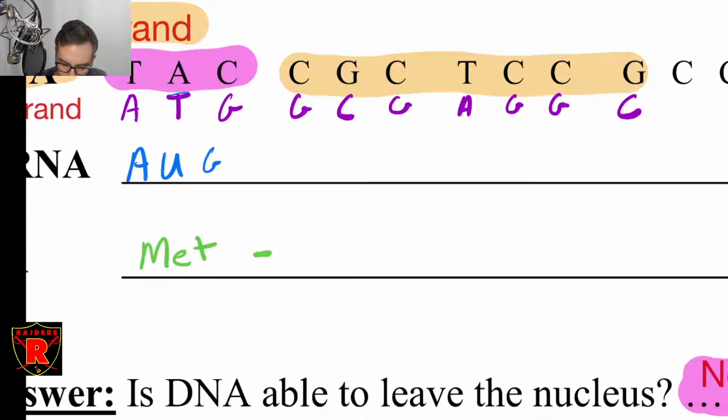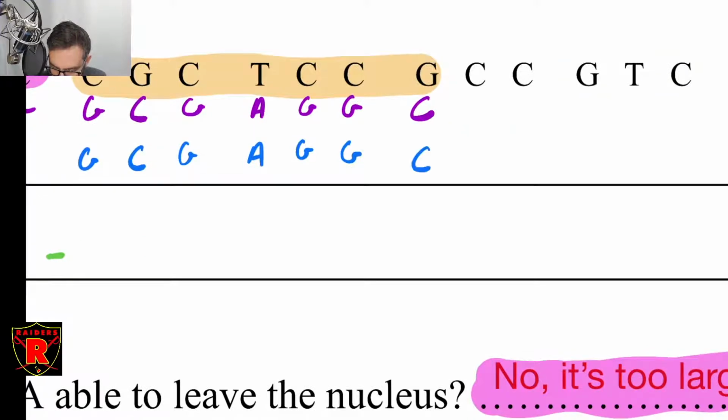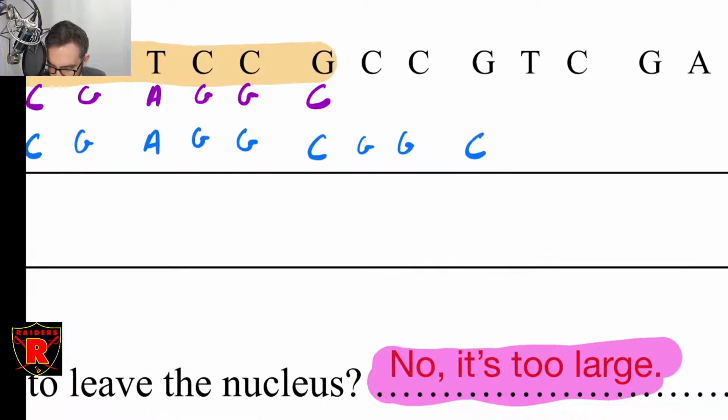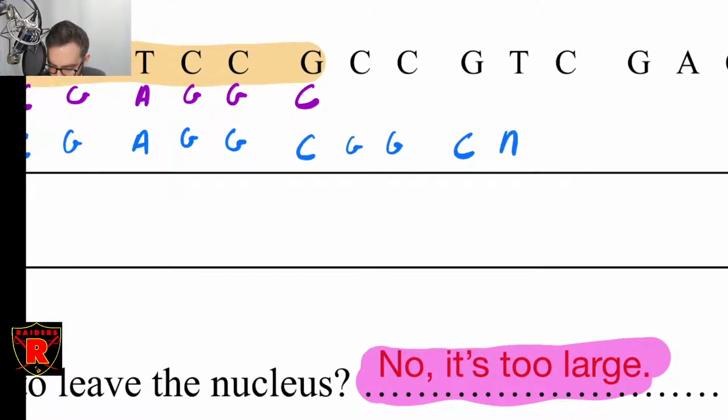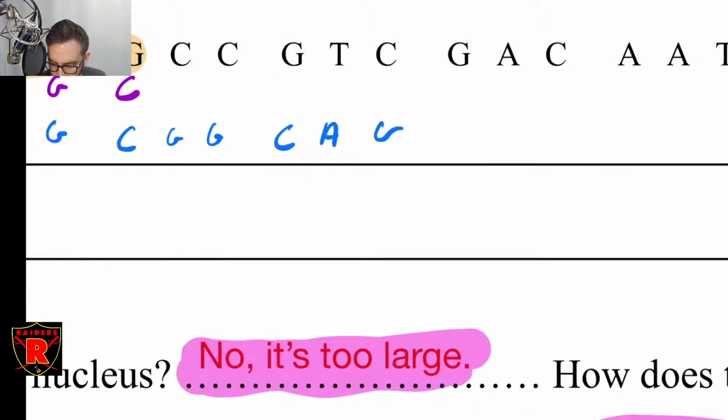So here we've got C binds with G, G binds with C, C binds with G, T binds with A, C binds with G, C binds with G, G binds with C, C binds with G, C binds with G, G binds with C, T binds with A, C binds with G, G binds with C, A binds with, and this is where you would say T, except it becomes U.